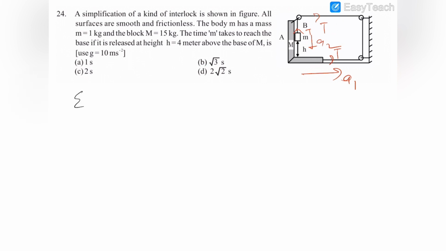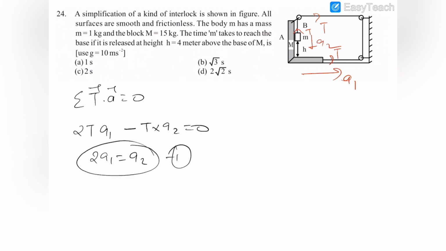So we use summation T dot a equals 0. You can see that on this complete system 2T tension is applicable in the x-axis, so 2T into a1, and on this block alone T tension is applicable in the y-axis. It is moving in the downward direction and T is acting in the upward direction, so it would be minus T into a2, and that would be 0. So 2a1 will be equal to a2. This is the first equation.